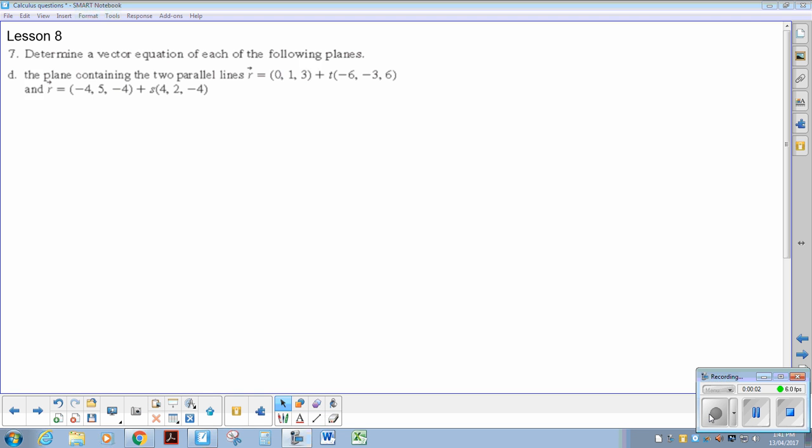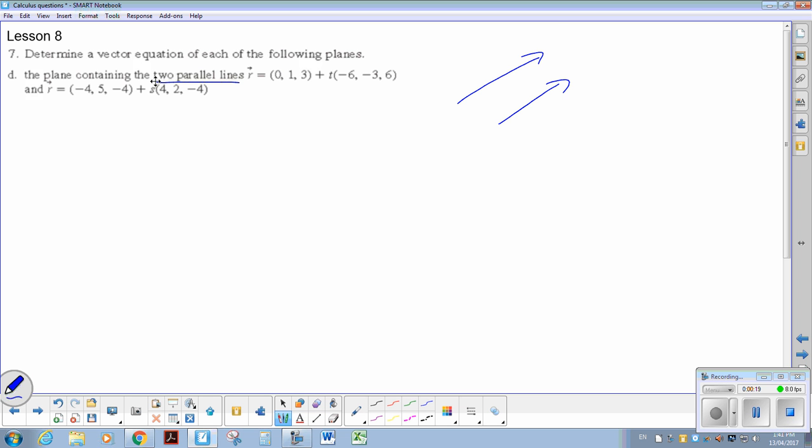Hello, I've had a question about Unit 2, Lesson 8, 7D. We want to determine a vector equation of each of the following planes, and D is a plane containing two parallel lines. The problem with parallel lines on a plane is that we need two direction vectors to define the plane, but if the direction vectors from those two lines are in the same direction, it's no good to us.